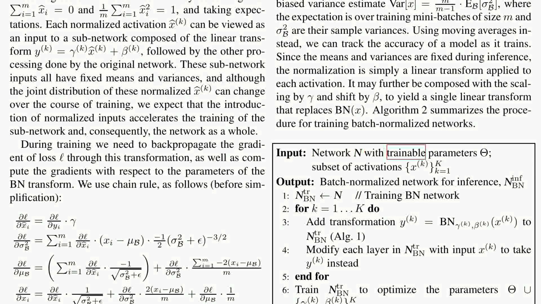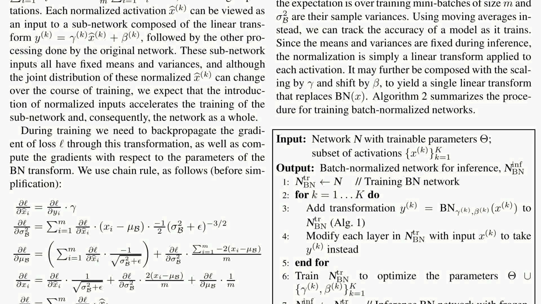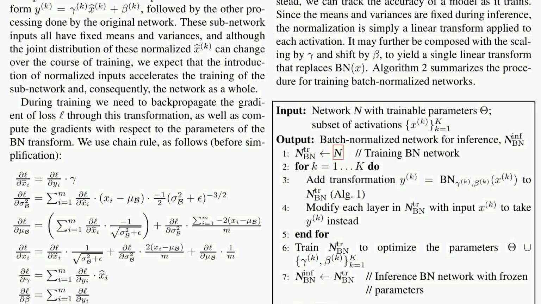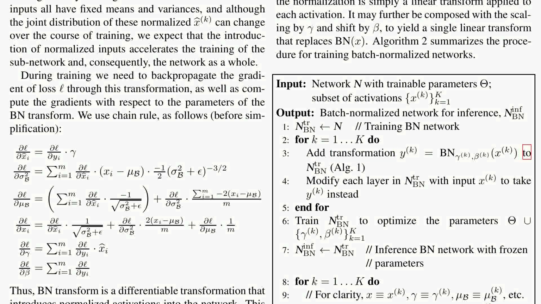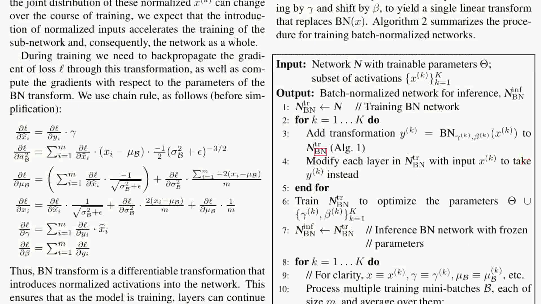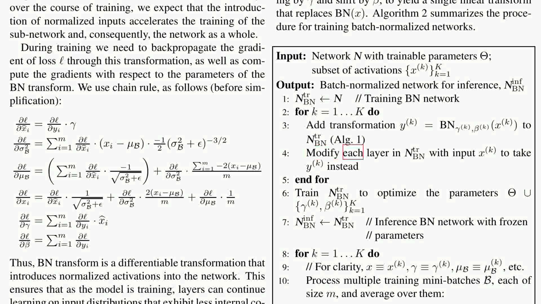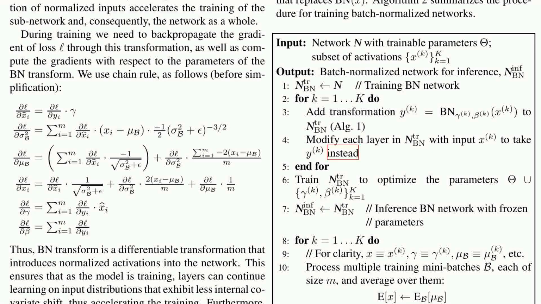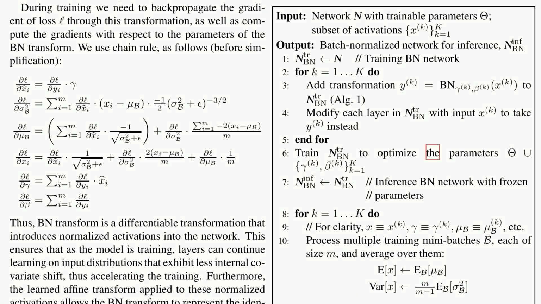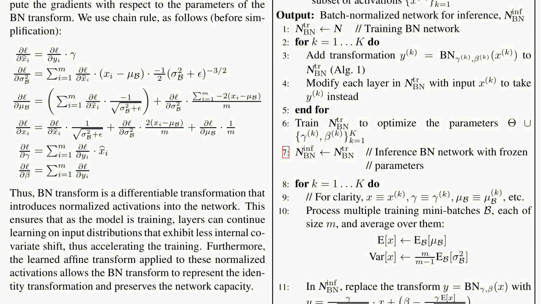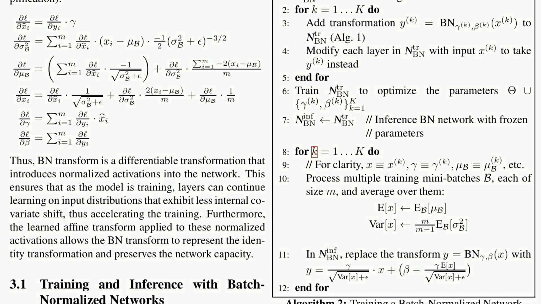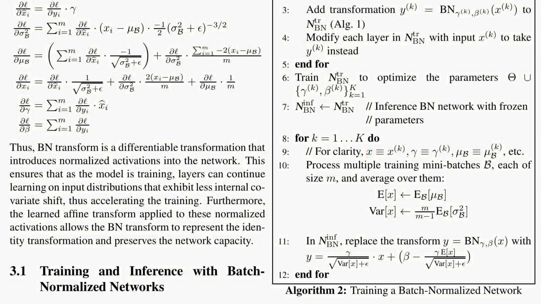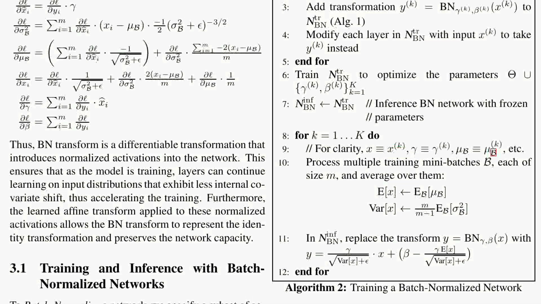Input: network N with trainable parameters θ, subset of activations {x^(k)}, k = 1...K. Output: batch normalized network for inference, N_BN^inf. 1: N_BN^tr ← N, training BN network. 2: for k = 1...K do. 3: Add transformation y^(k) = BN_{γ^(k),β^(k)}(x^(k)) to N_BN^tr, per Algorithm 1. 4: Modify each layer in N_BN^tr with input x^(k) to take y^(k) instead. 5: end for. 6: Train N_BN^tr to optimize the parameters θ ∪ {γ^(k), β^(k)}, k = 1...K. 7: N_BN^inf ← N_BN^tr, inference BN network with frozen parameters. 8: for k = 1...K do. 9: For clarity, x ≡ x^(k), γ ≡ γ^(k), μ_B ≡ μ_B^(k), etc.